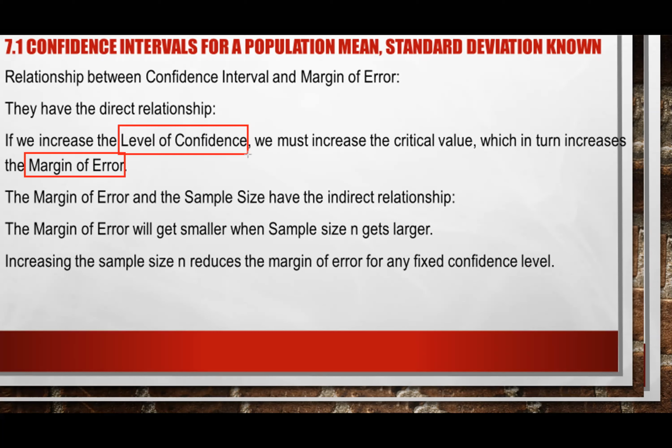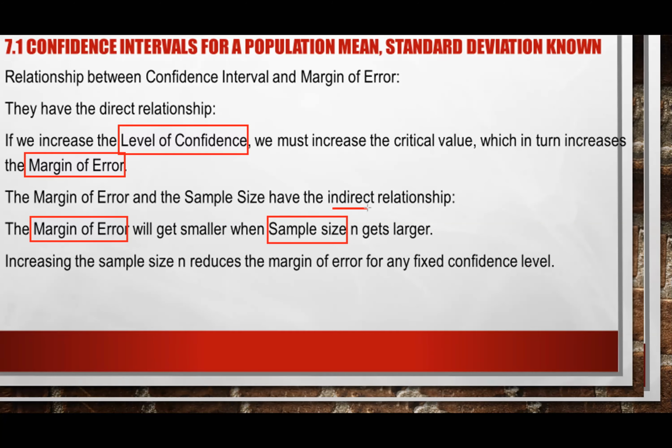Okay, and if they change the item and ask you about the relationship between the margin of error and the sample size, the n, right? They have an indirect relationship. What does it mean, indirect relationship? Meaning one will get larger while the other one will get smaller. So if you want a smaller margin of error, your sample size has to be larger. If you remember, I keep on saying, if we collect a lot of data, our margin of error will get smaller, okay? Vice versa, if you have a small sample size, the margin of error will be bigger. So that's the indirect relationship.